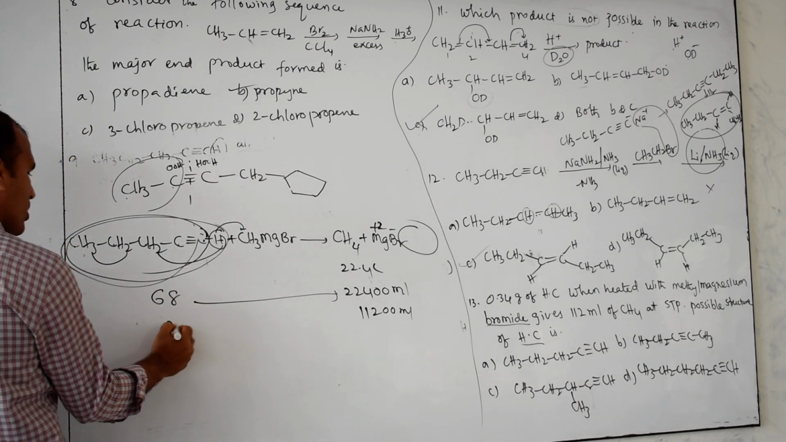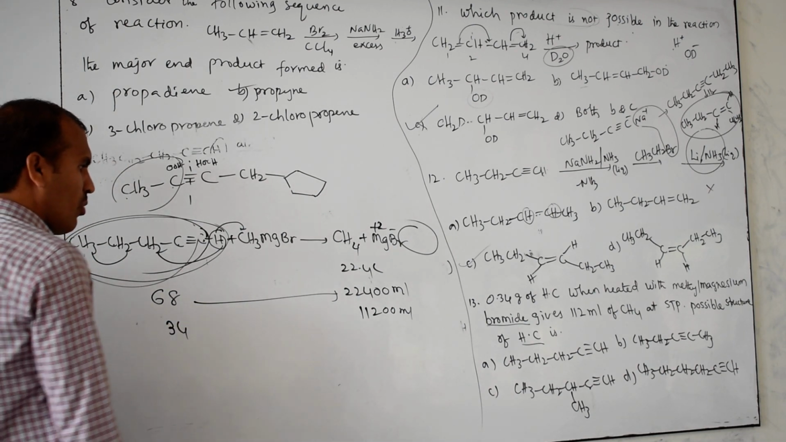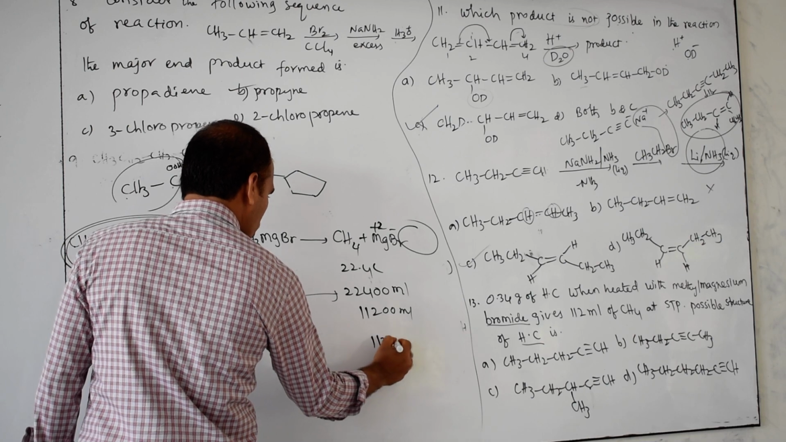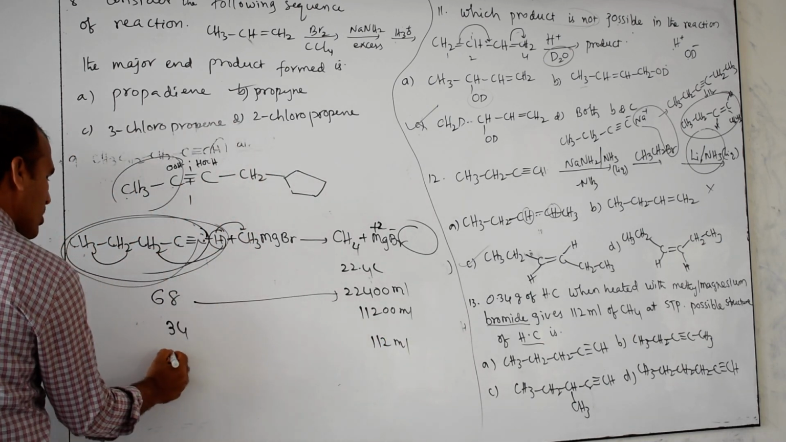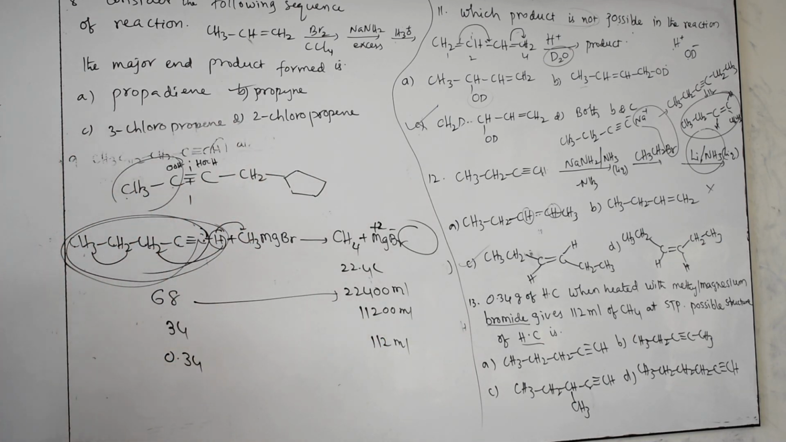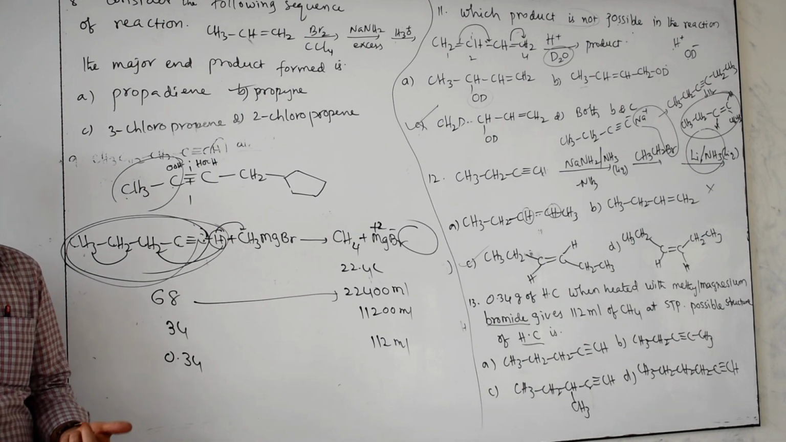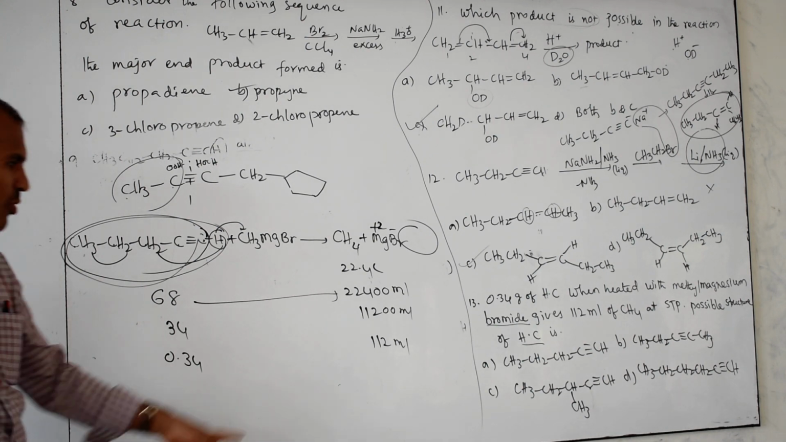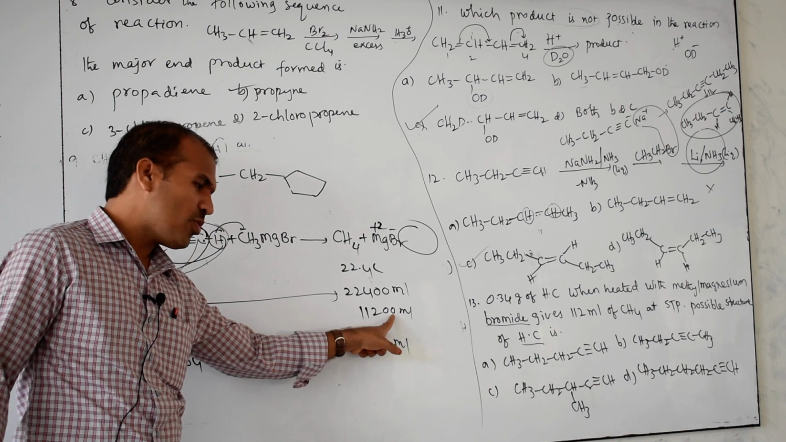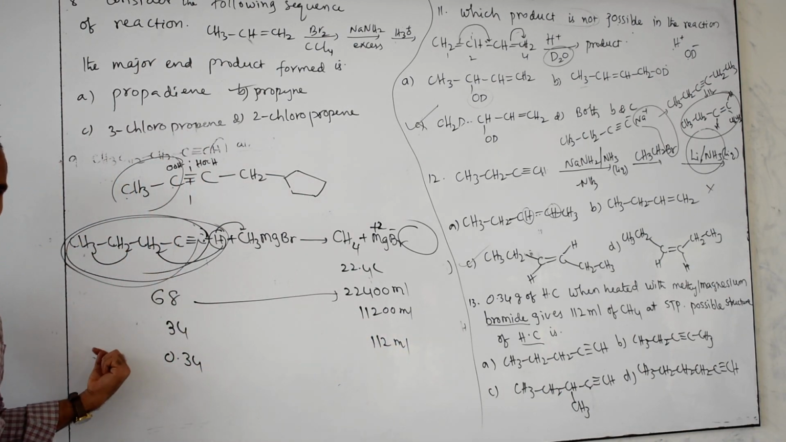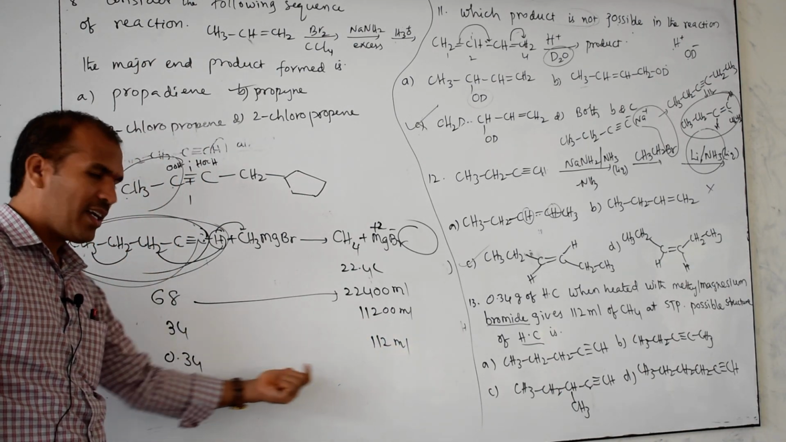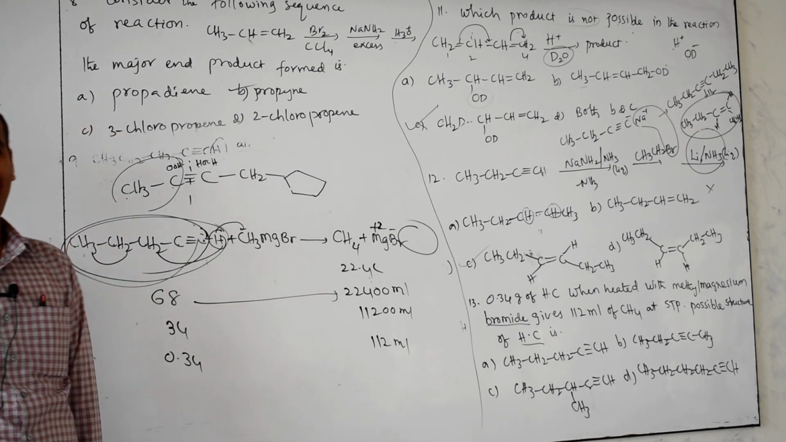Then this will be how much? 0.34. We want 112 milliliter. Then this is which one? 0.34. Understood? Mathematically, this 2 and 0 cancel, which means the decimal point should be shifted back. Then it is correct. The first option is satisfied.